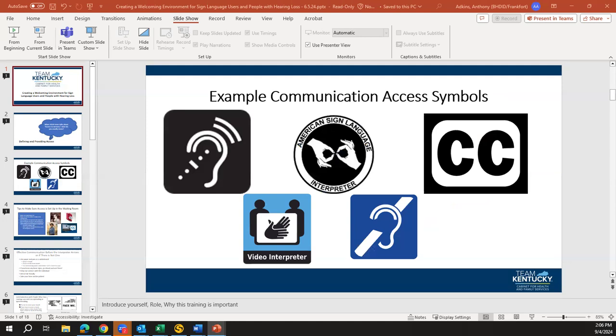These are some examples of communication access symbols that are commonly used in our community. Many deaf and hard of hearing individuals already know the meanings of these signs. So when you have signage on your front doors, on your information desks, or on your check-in desks, the individuals who come in, when they notice one of these symbols, they'll know that they have access there. So the first symbol on the top left shows that there's a hearing loss. The center on the top line is an interpreter is provided.